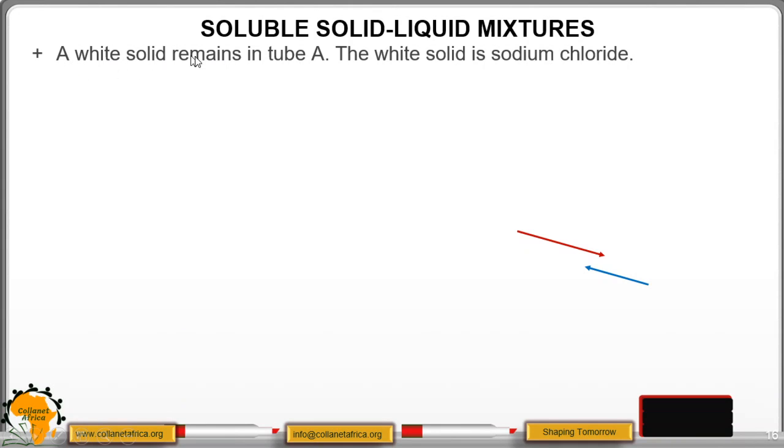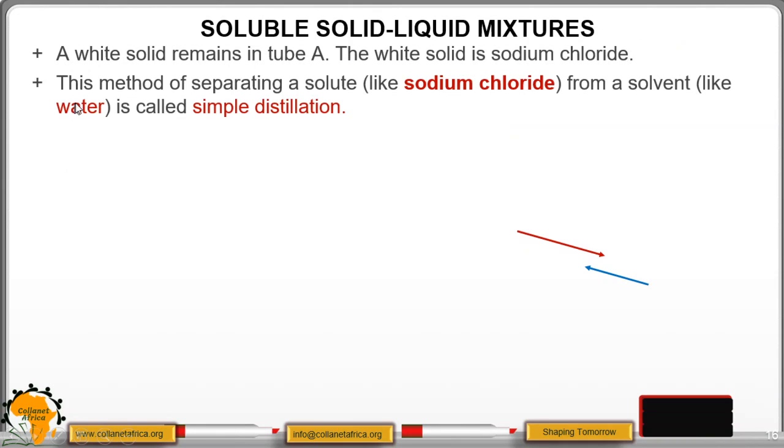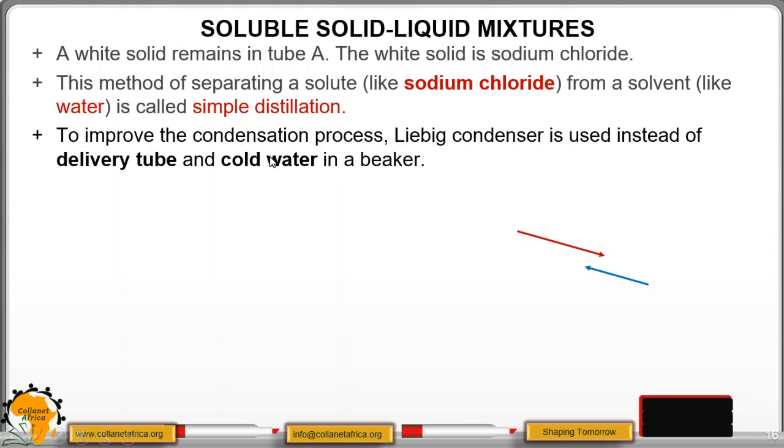A white solid remains in test tube A. The white solid is sodium chloride. This method of separating a solute like sodium chloride from a solvent like water is called simple distillation.